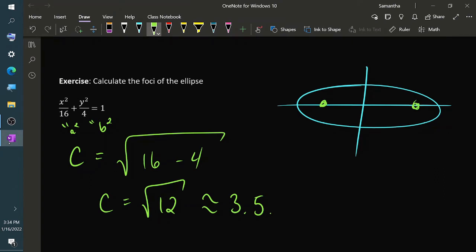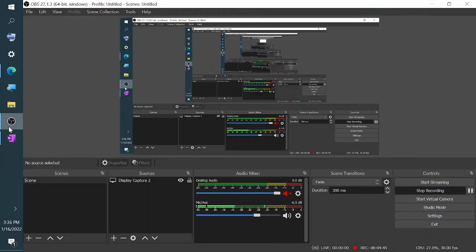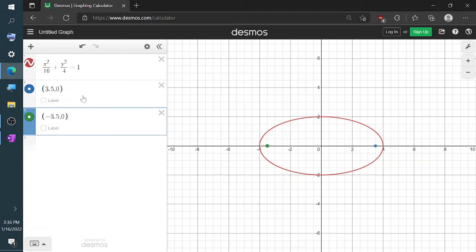Now let's plot these two focus points, one at negative 3.50 and one at positive 3.50. Let's plot those two points and the ellipse on Desmos to see what this picture looks like exactly. So here is a visualization of the ellipse represented by x squared over 16 plus y squared over 4 equals 1, as well as the two focus points that we calculated, both of which are horizontally positioned because the ellipse is horizontally stretched.